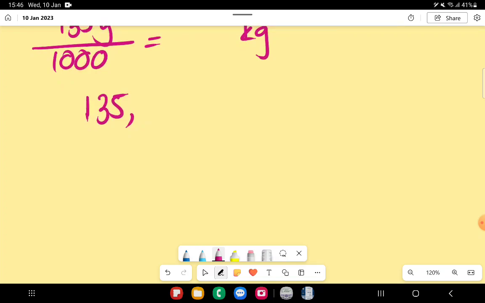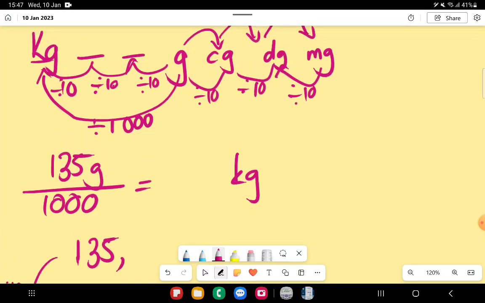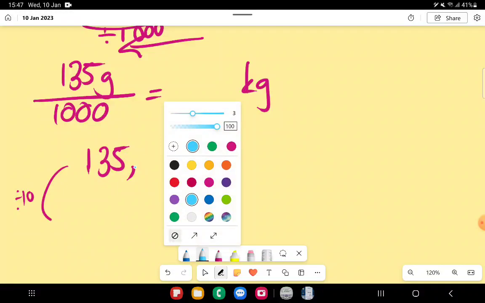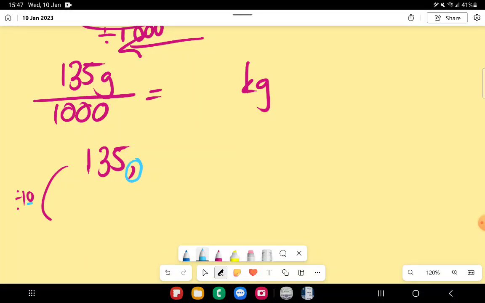So since there's a decimal comma there, let's start with dividing, okay? If I divide by 10, notice that I'm going in this direction when I divide. So I am going to move this comma. 10 means 1 0, one place to the left. So my comma is going to be there. So if I divide by 10, it becomes 13,5.